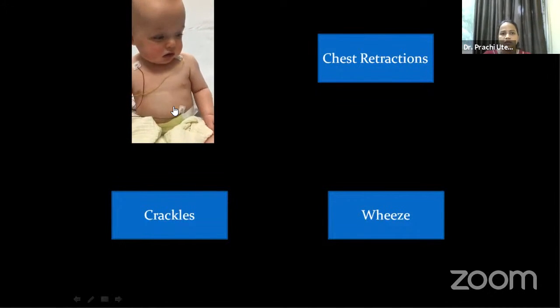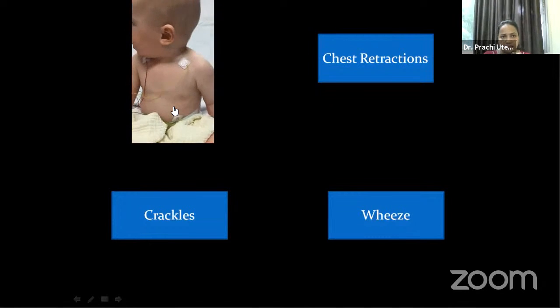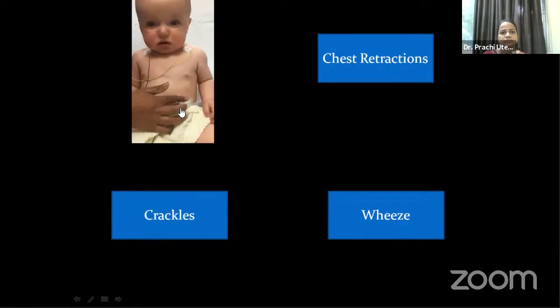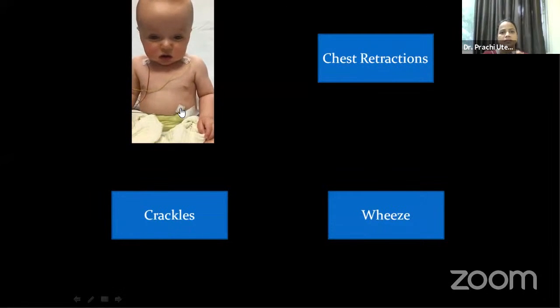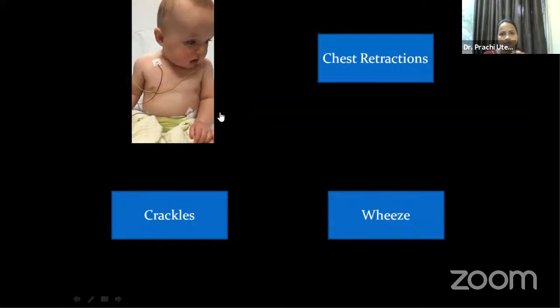This is the grunting of a child. Can you make it out? Is it audible to everyone? Okay. This is the grunting of the child.